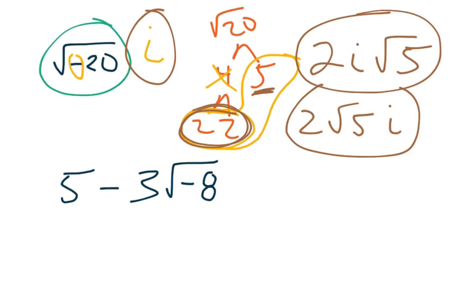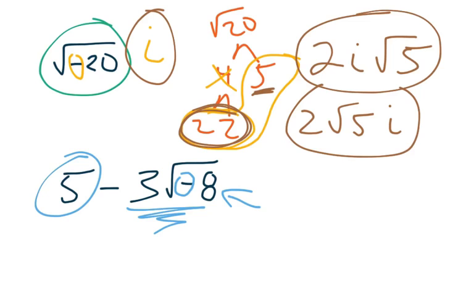Now let's take a look at the next one here. I want you to notice that this 5 is just a regular constant 5. So really we're just working in here. And I'm going to first simplify the square root of -8. Now remember that negative right there, guys, is my i. Let's not forget we're going to have an i.